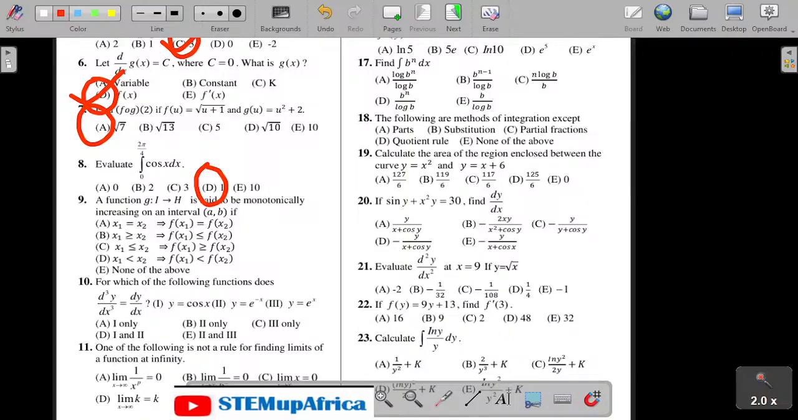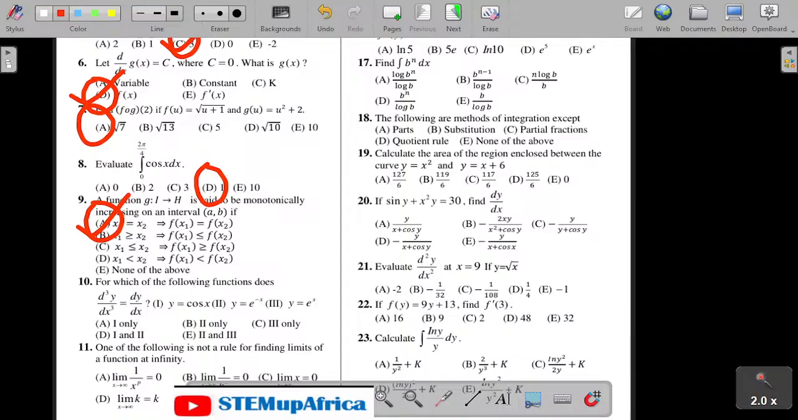So let's look at question 9. It says a function g is said to be monotonically increasing on the interval a to b. If it's increasing, that means the first one must be greater than the second. Monotonically, mono meaning single. So it simply means that the first function and the second function are one and one. So that result will give us option A.